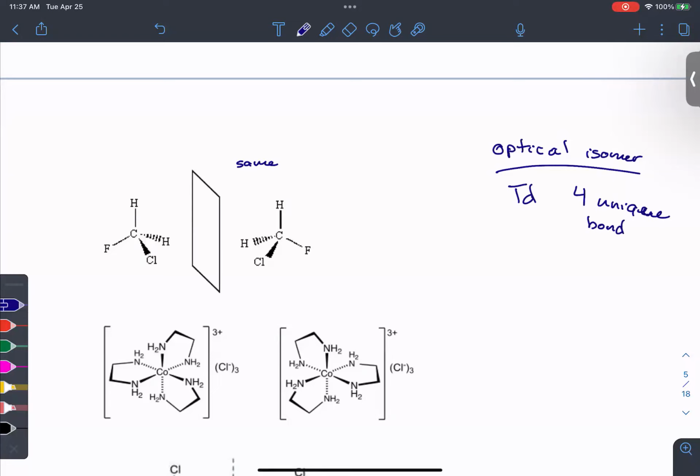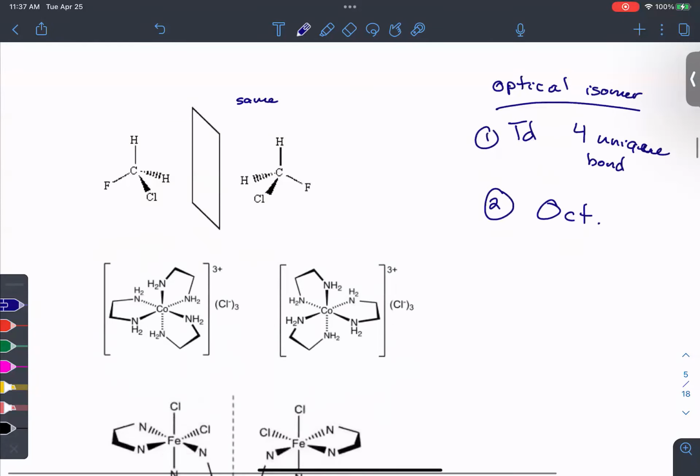That will always yield an optical isomer, always. Keep that in your back pocket for organic. So if you learn anything from this, it'll be useful for organic. Now, the other type of optical isomer comes from octahedral compounds. And so this one is an example of that.